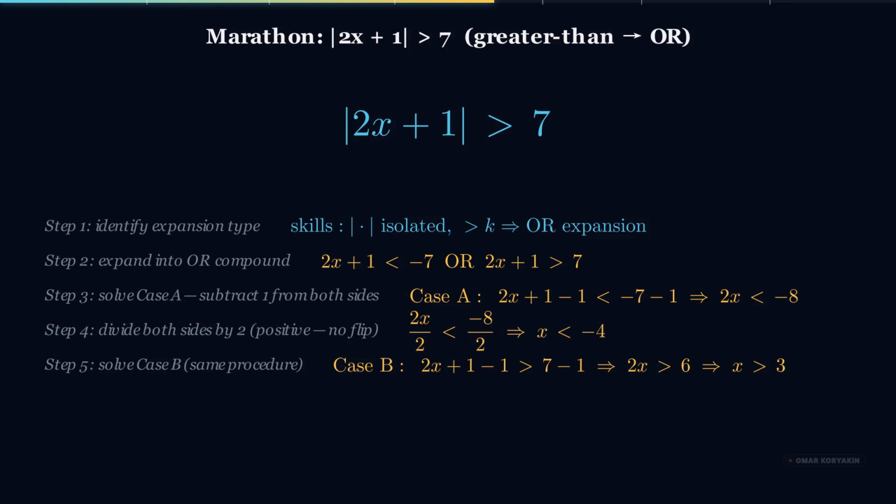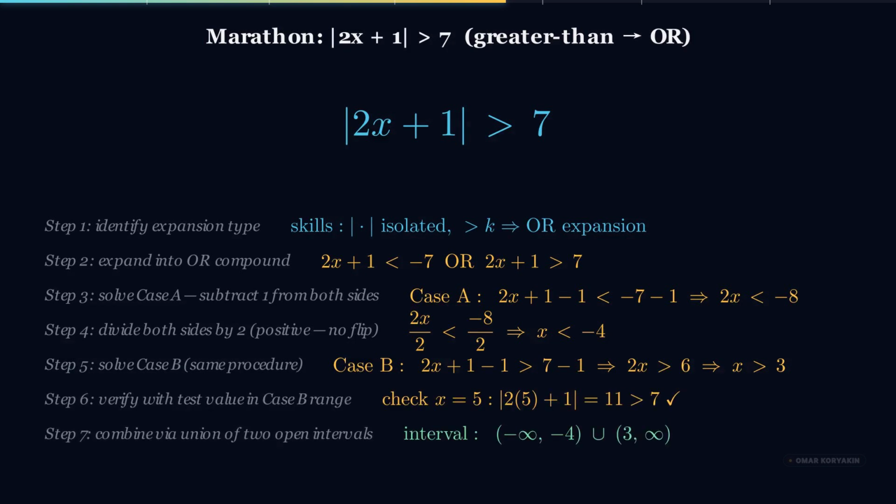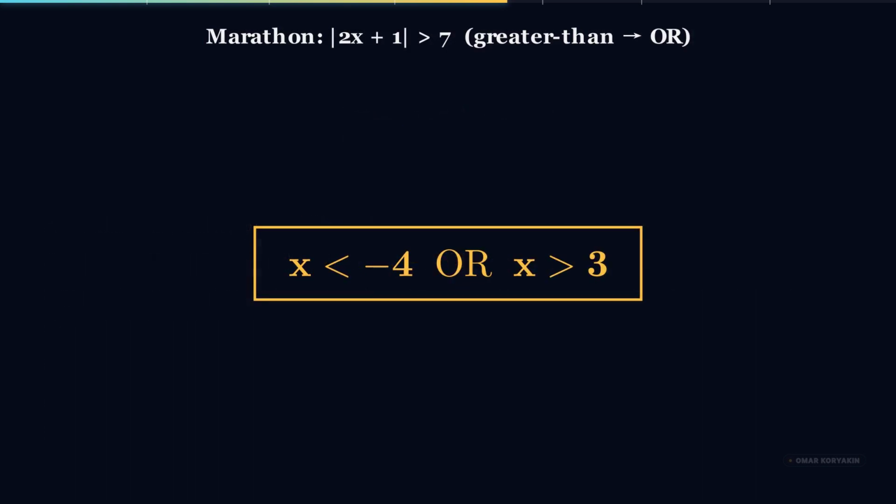x equals negative 10 satisfies the first range, x equals 5 satisfies the second range. x equals 0 falls in the gap. The absolute value of 2 times 0 plus 1 equals 1, which is not greater than 7, correctly excluded. So the solution is x less than negative 4 or x greater than 3.